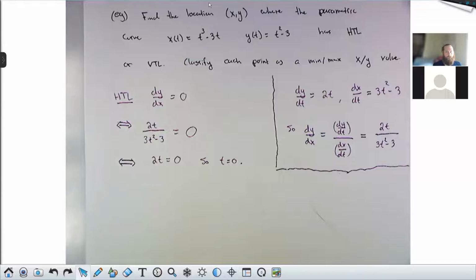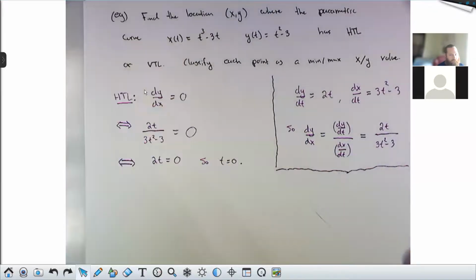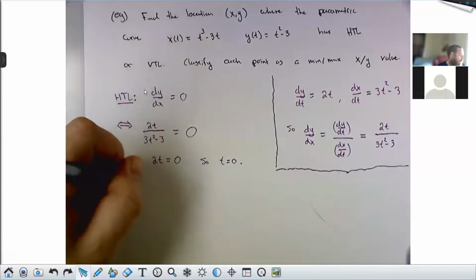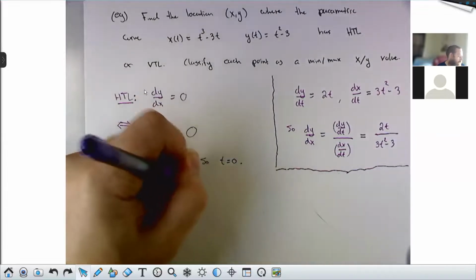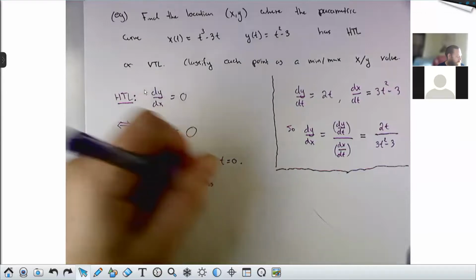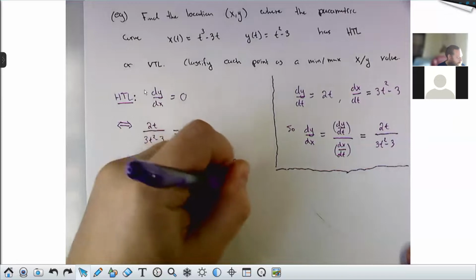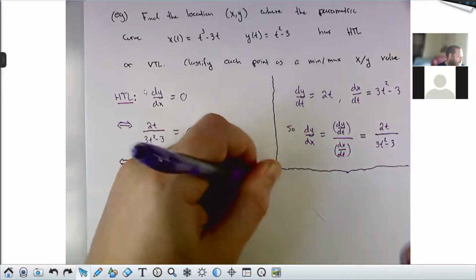We were asked to find the location, x comma y, where these things happen. I've just learned that there is a horizontal tangent line on this graph when t is equal to 0, but that does not tell me the point. So the point with the horizontal tangent line, we're going to plug 0 into both of these equations. It's x of 0, comma, y of 0.